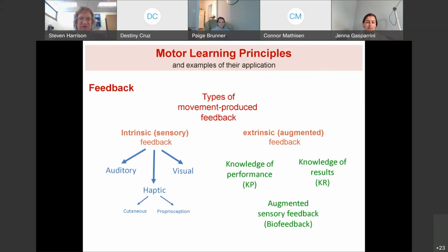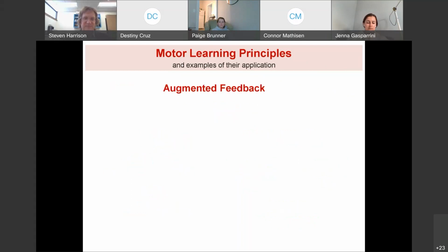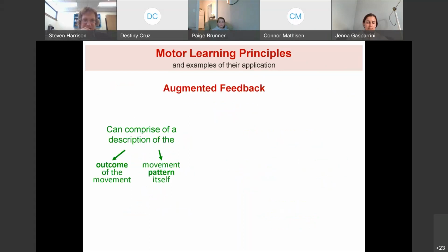So when we're talking about extrinsic feedback, we could be talking about knowledge of performance and knowledge of results, and we could be talking about augmented sensory feedback or biofeedback. We're going to focus most upon knowledge of performance and knowledge of results, which we'll define in specific detail in the next few slides. Okay, so augmented feedback.